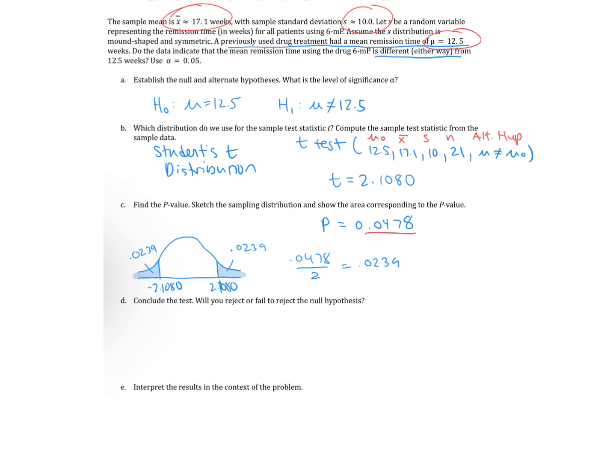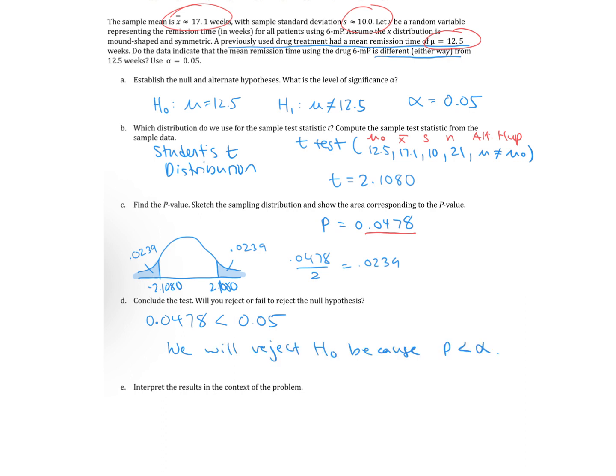And now we're going to conclude the test. So we compare the p-value to alpha. And in this case, the p-value of 0.0478 is less than alpha, which was, oops, I forgot to write it up here in part A. Alpha was 0.05, provided in the problem, and that is less than 0.05. So we will reject the null hypothesis because p is less than alpha.